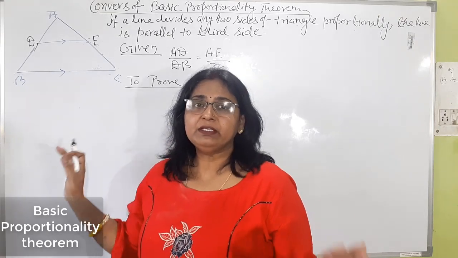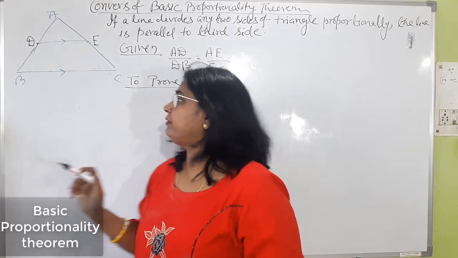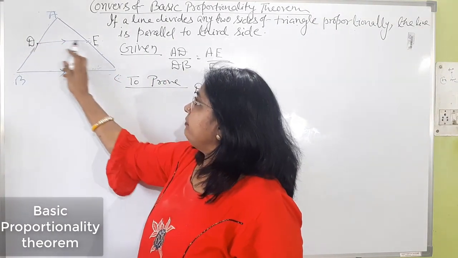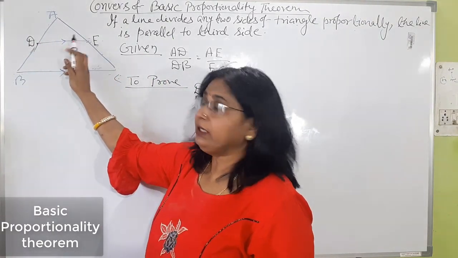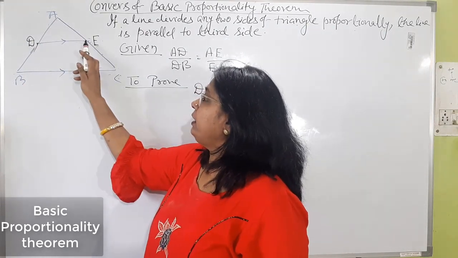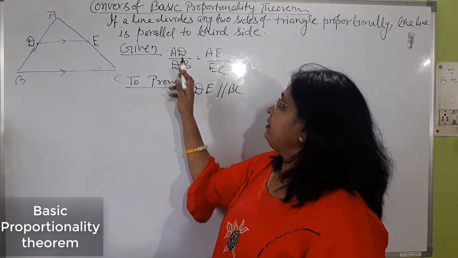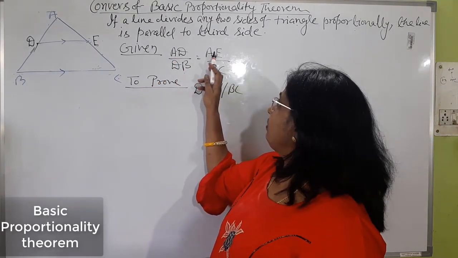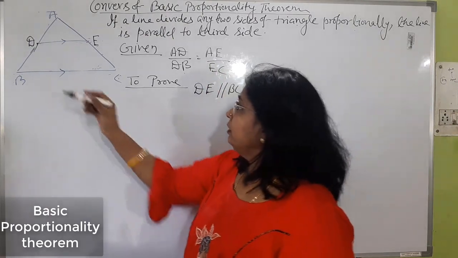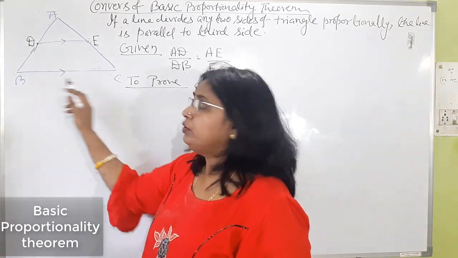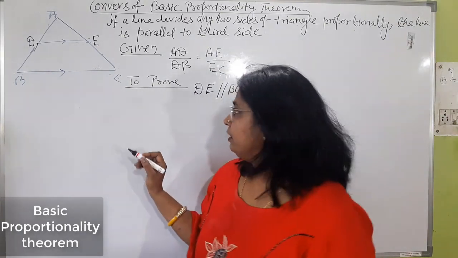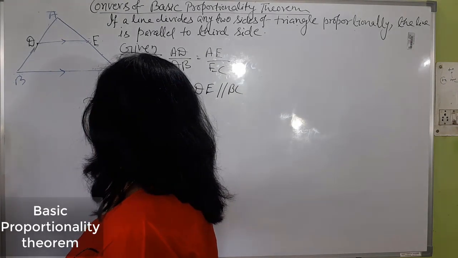That means in this theorem, what is given? Given: the line divides the sides proportionally. It means AD by DB is equal to AE by EC. And we have to prove that DE is parallel to BC. Now I am going to start the proof.